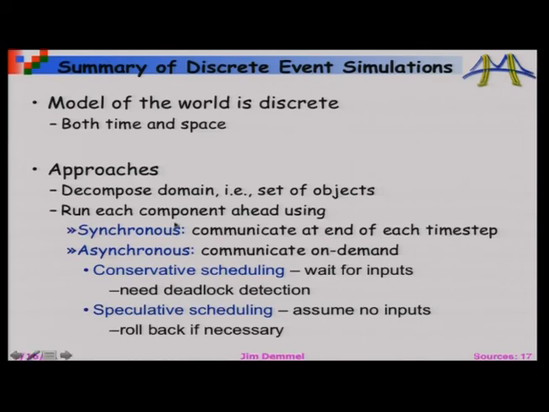And I can do it either synchronously, where I have time steps, there's a clock, everybody updates on the clock, or I can do it asynchronously, and I only communicate on demand. And if it's asynchronous, I have this choice between conservative, where I have to wait for inputs up to a certain time and deal with deadlock if it happens, or I can be speculative, just simulate ahead into the future, roll back if necessary if I made a mistake. So that's the end of the overview of discrete events. Any questions before I go into particle systems?